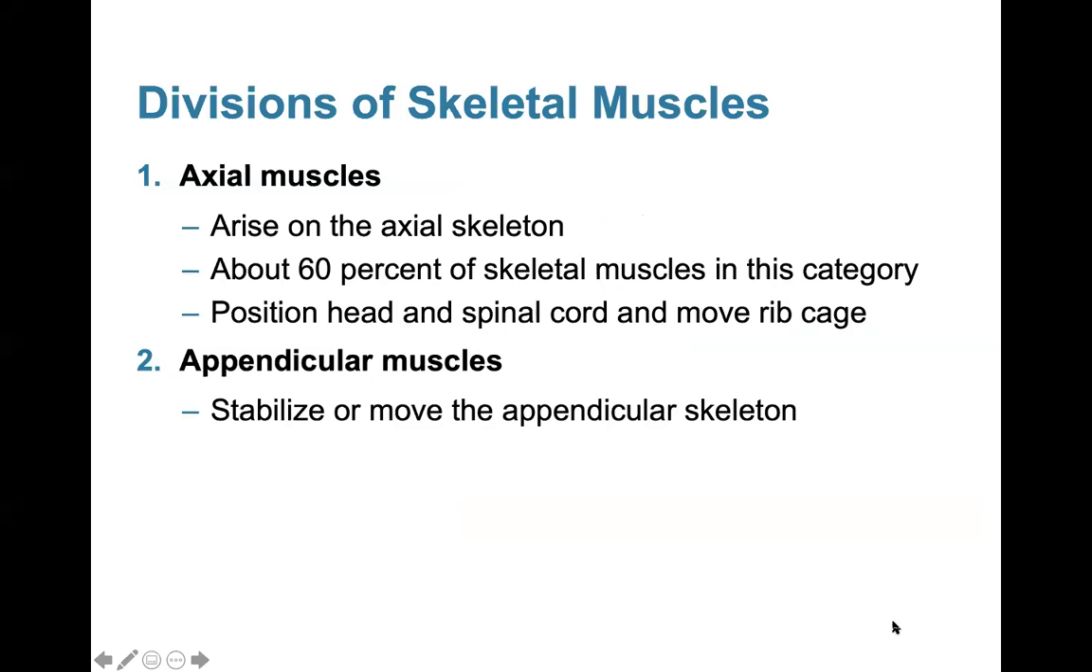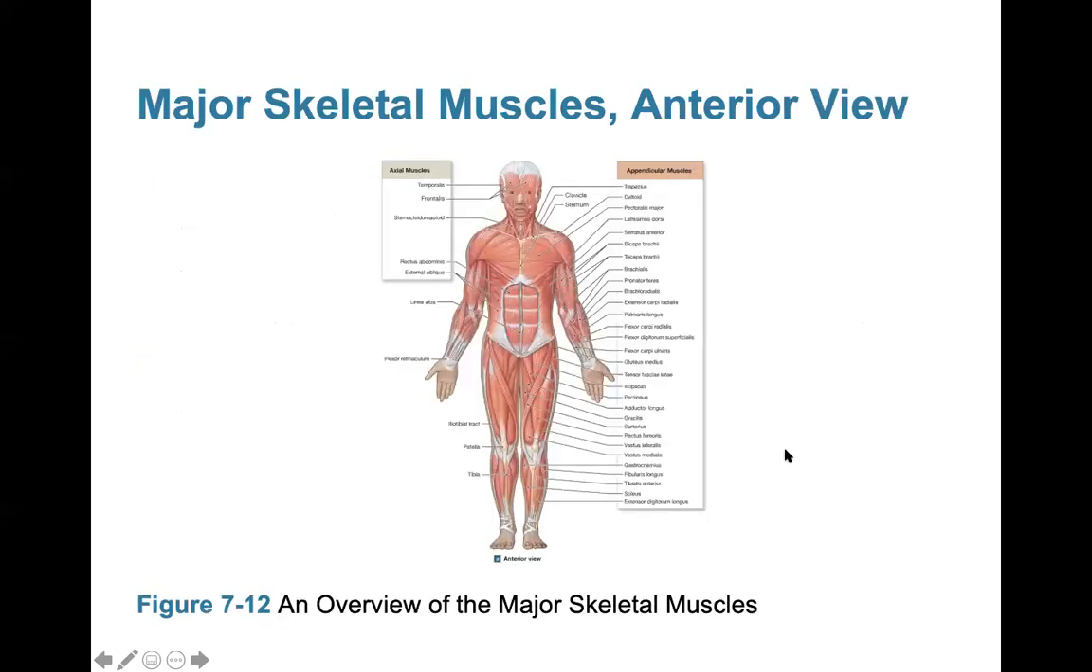About 60% of skeletal muscles are found in this category, and their job is to position the head and spinal cord and move the rib cage. The third and final recording will get into the appendicular muscles, which will stabilize or move the appendicular skeleton.